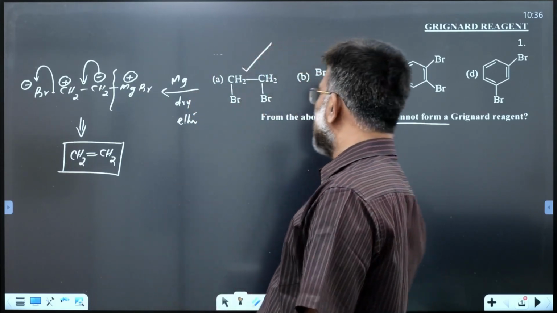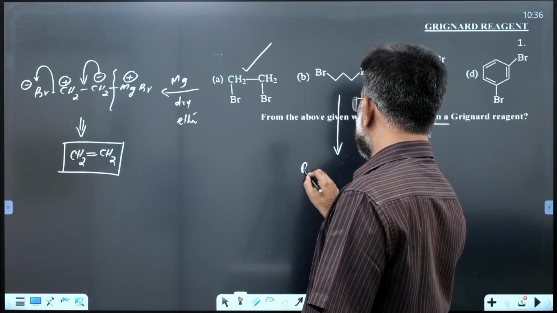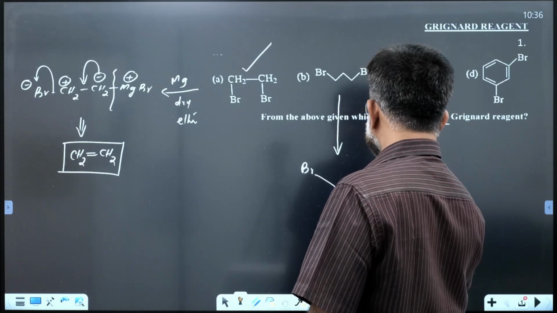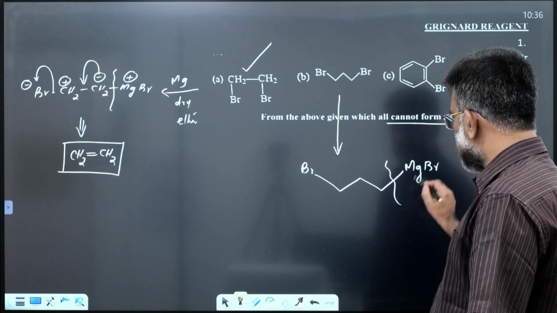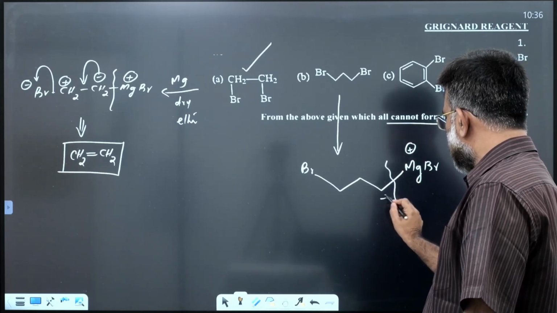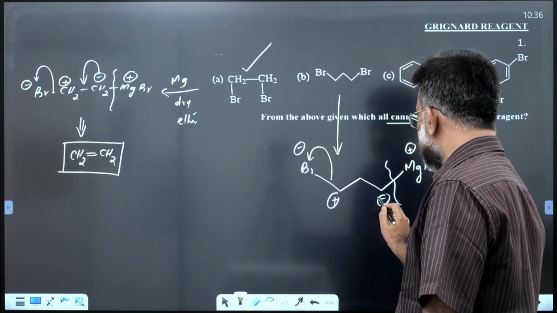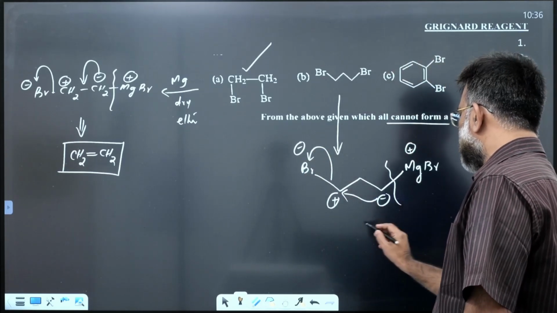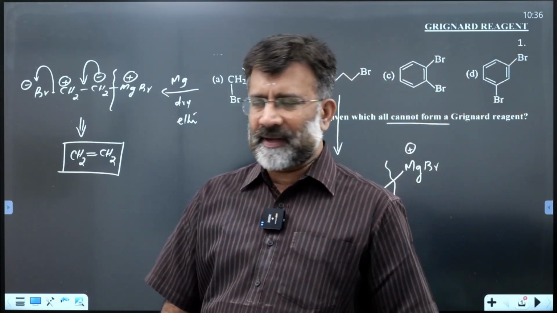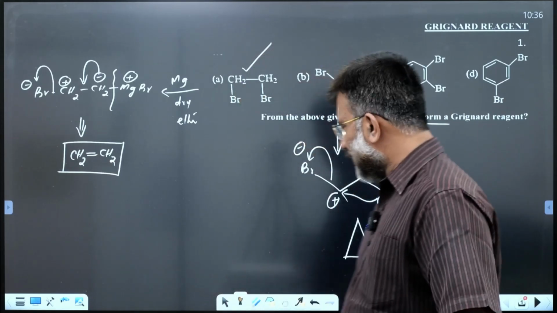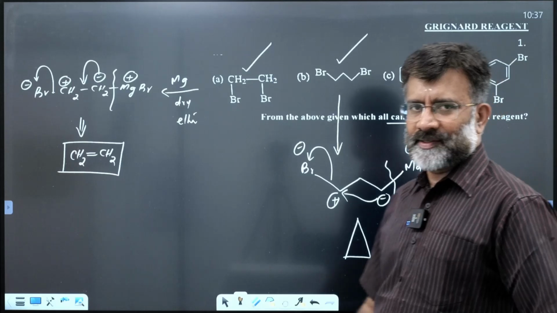Now the next one, option B. What is happening over here? Once again, it will break over here as plus and minus, and here as minus and plus. So it will be attacking over here, and the result will be cyclopropane. Here we got ethene, and here we are getting cyclopropane, and that is yet another answer.